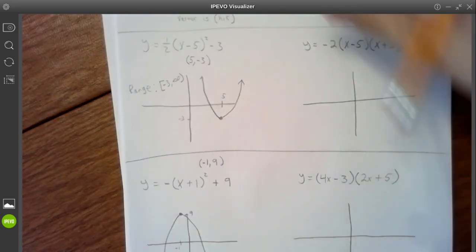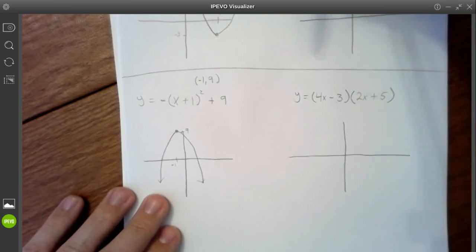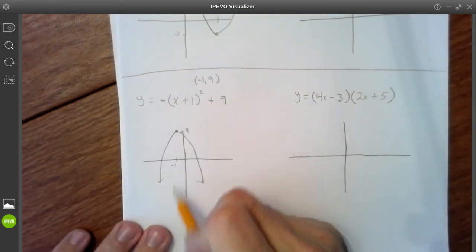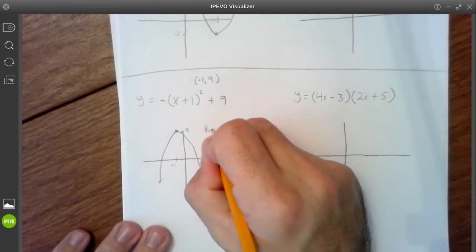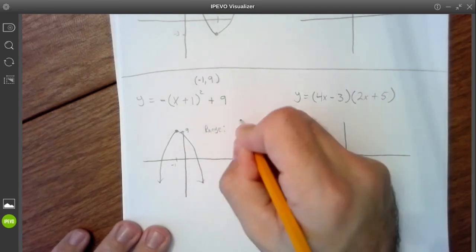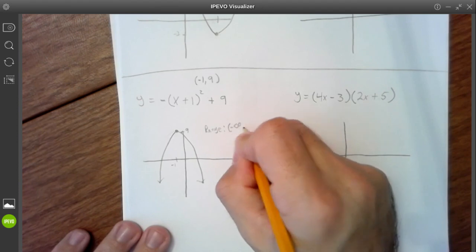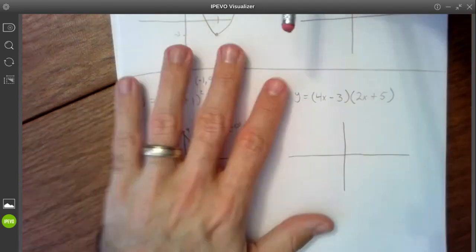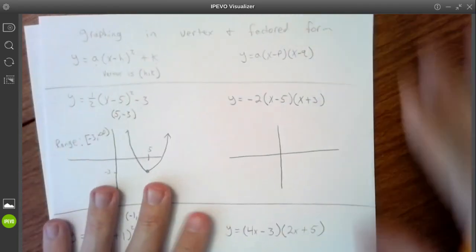All right, and then for this other one, the highest it goes is 9, the lowest it goes is negative infinity. So I could also figure out my range. I would say it is -infinity up to 9. All right, let's do one that's in factored form here.